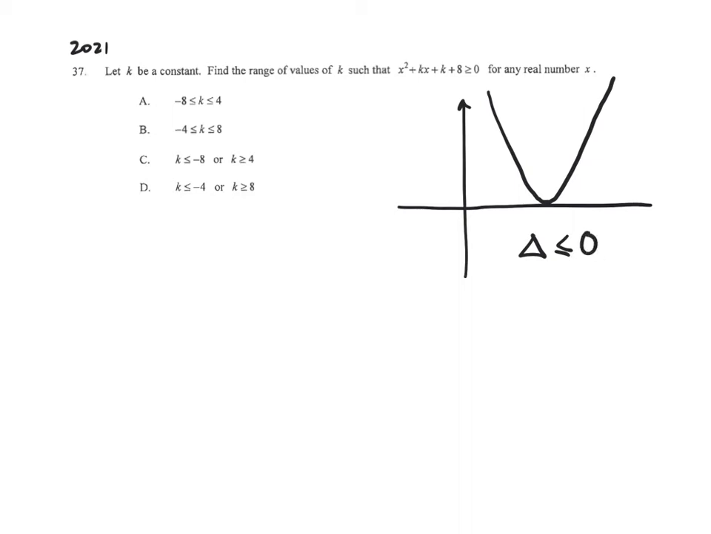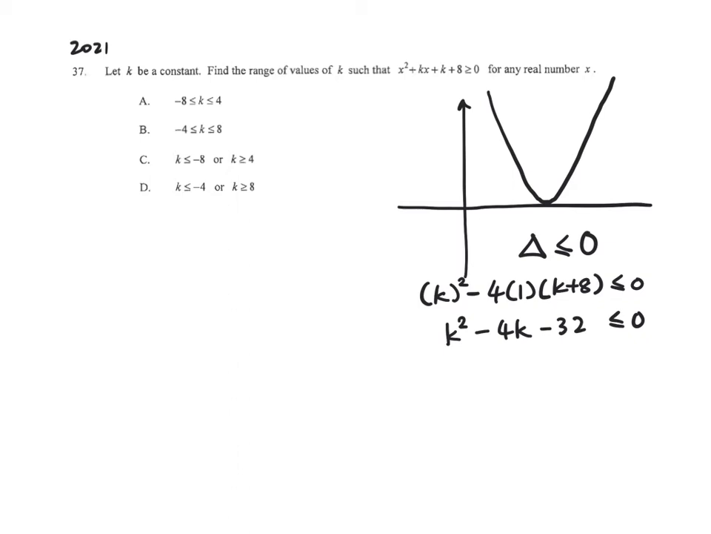If that's the case, then all we need to do is put the b value, which is k in this case, minus 4a, and the c is k plus 8. If you now do the quadratic, we have k squared minus 4k minus 32. And now we just have to do the quadratic inequality.